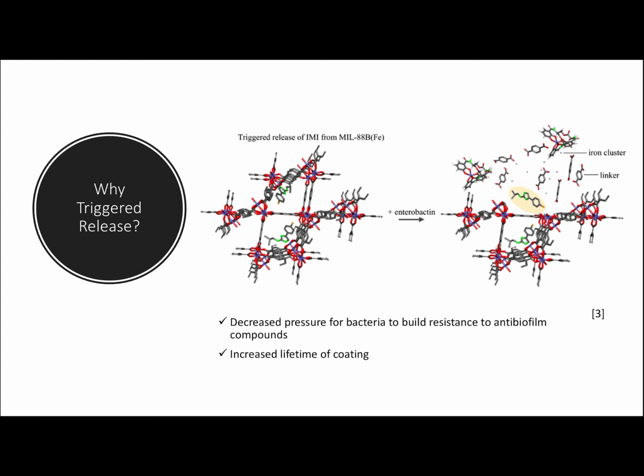Okay, so why the triggered release of anti-biofilm compounds? So triggered release will decrease the appearance of antimicrobial agents in the environment because of bacteria's ability to build resistance. By decreasing the number of antimicrobial compounds it is exposed to, the pressure for the bacteria to build resistance is also decreased. Moreover, by triggering the release, the coating's lifetime can be prolonged because it won't be immediately released and used all at once.